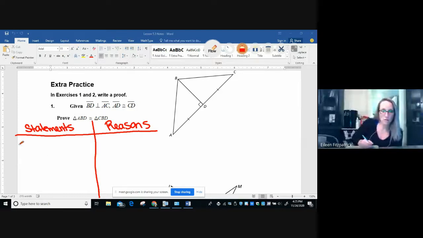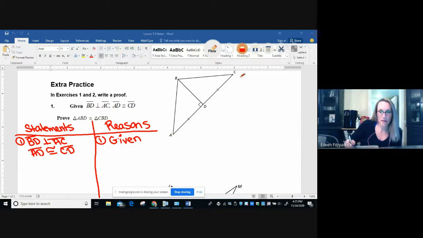The first statement is, of course, the given. You're given that BD is perpendicular to AC, and you're also given that AD is congruent to CD. We need to make sure that that's all marked and then see what other information we can conclude based on that information. You're given that BD is perpendicular to AC, which I see the right angle, so that's good. And then you're given that AD, one tick mark, is congruent to DC, one tick mark, which is good as well.